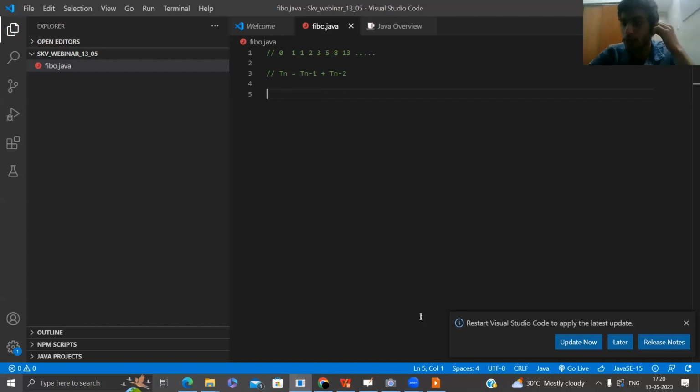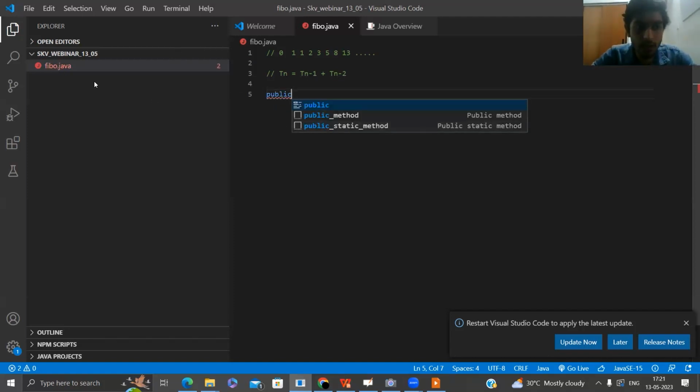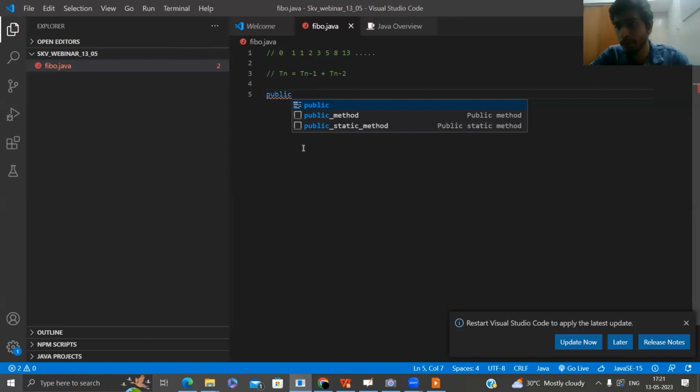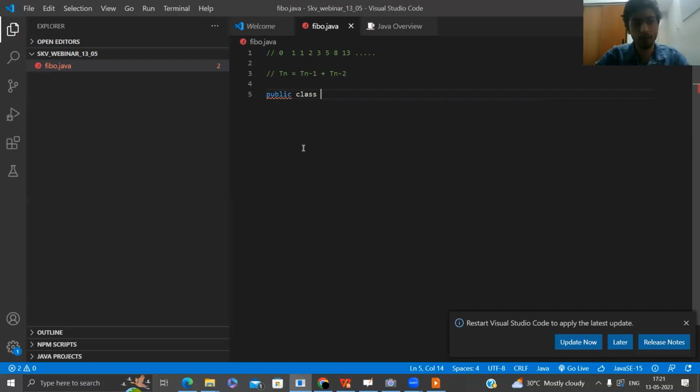Okay. So basically, we are going to be doing this using recursion, right? So I'll be coming to that later, but for now, let me make the class first. So we are basically in the fibo.java file, right? So the class name and file name in Java should be same. So I'm writing public class fibo, right? So basically the file name and class name are same.